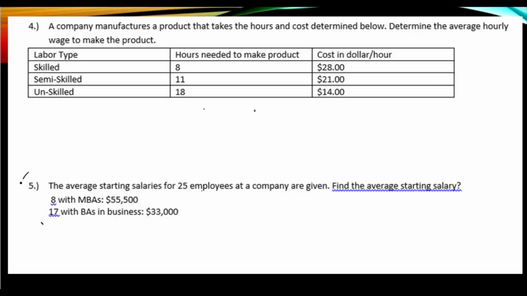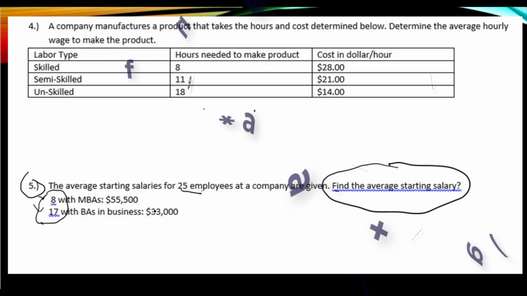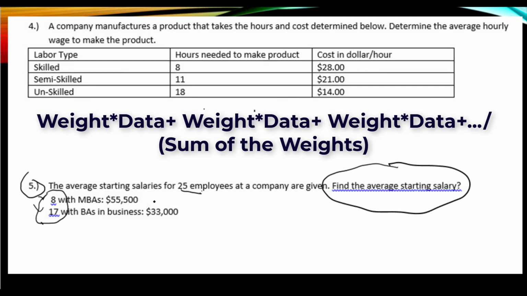So we're on problem 5. And you have the starting salary for 25 employees down here. 8 of them starting at $55,500 and 17 of them starting at $33,000. And you're trying to find the average starting salary for these employees. Now, because you have these numbers here, you should know now that you can't just add these two up and divide by 2. We have to do the weight times the data, plus the weight times the data, divided by the sum of the weights.